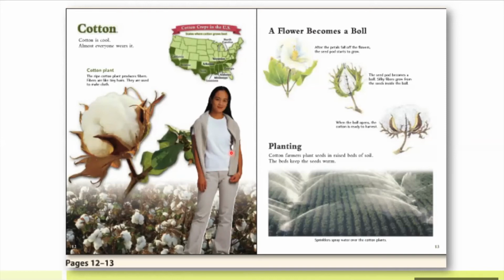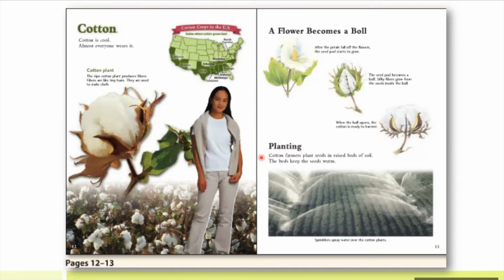A flower becomes a bowl. After the petals fall off the flowers, the seed pod starts to grow. The seed pod becomes a bowl. Silky fibers grow from the seeds inside the bowl. When the bowl opens, the cotton is ready to harvest.